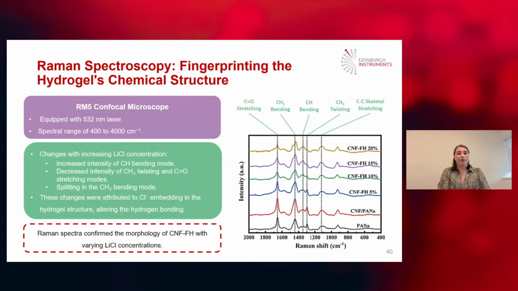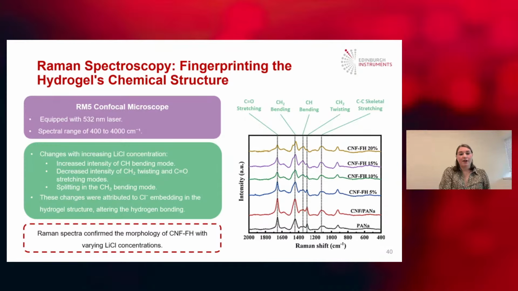For the Raman analysis, they used an RM5 equipped with a 532 nm laser. They studied a very wide spectral range from 400 to 4,000 wavenumbers. The reason they did this was to look at the fingerprint region of the electrolyte in order to characterize the material, but they were also interested in water vibration modes, which appear around 3,500 wavenumbers. That was in order to get an idea of the performance of the electrolyte.